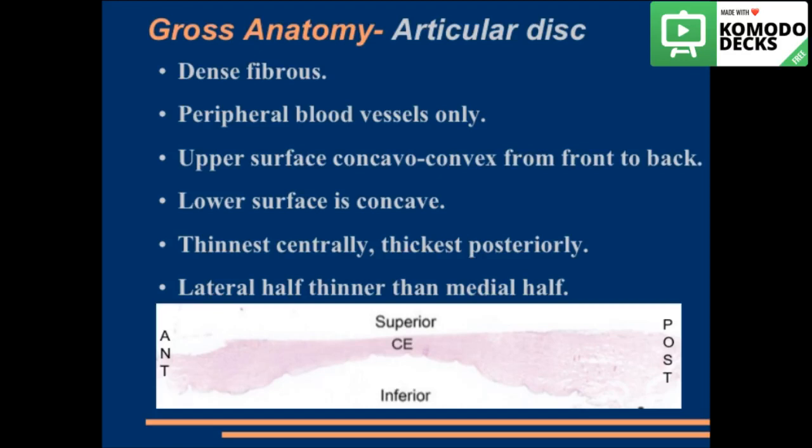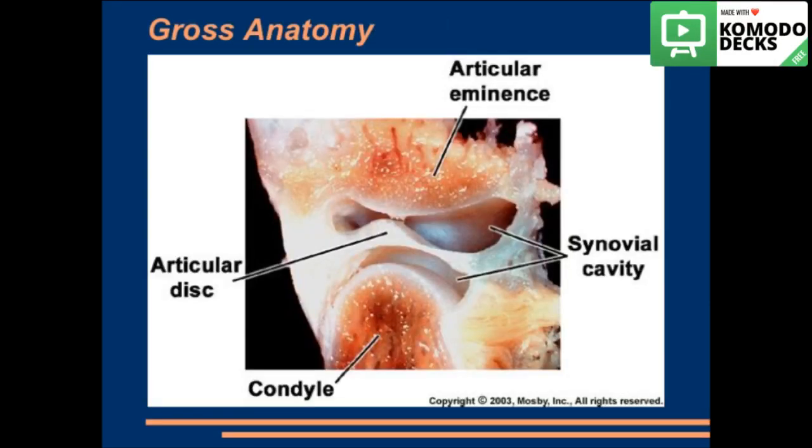So posteriorly it's the thickest part, while centrally it is the thinnest. The lateral half is thinner than the medial half. The lateral half is limited by no solid boundaries. Again, this is the articular disc.